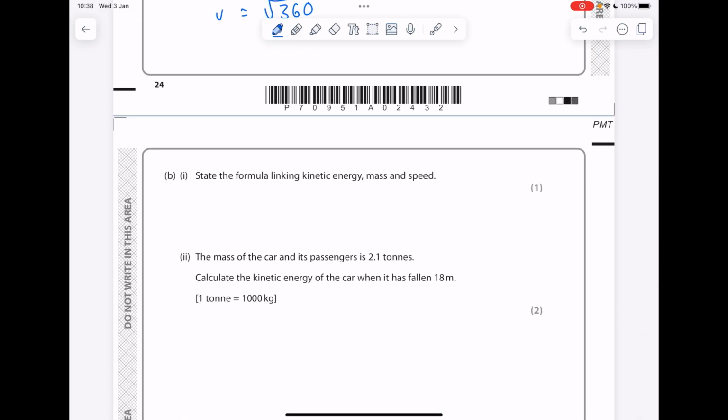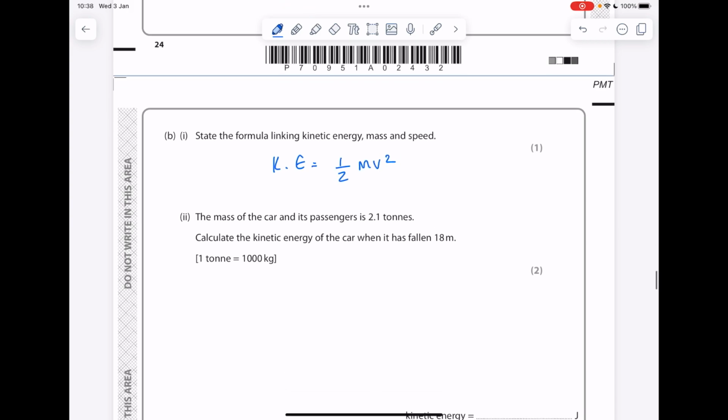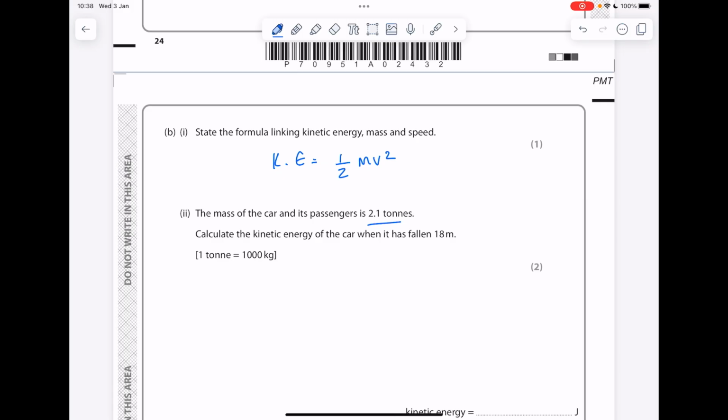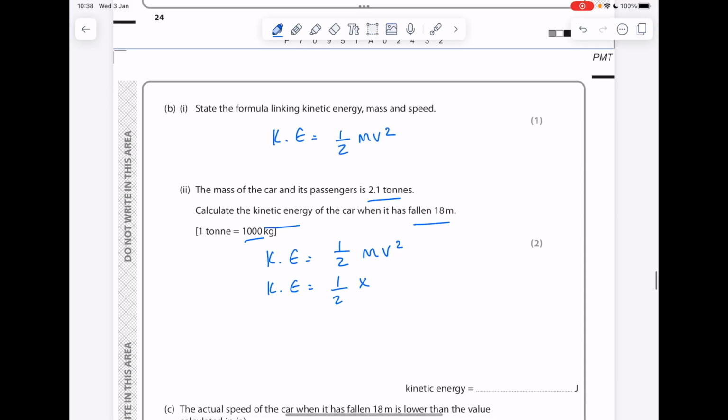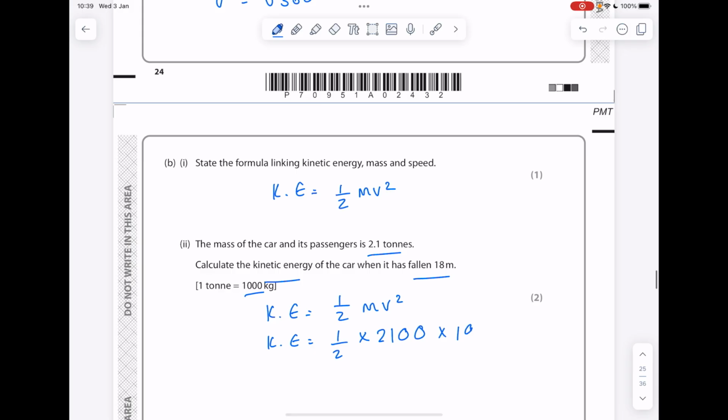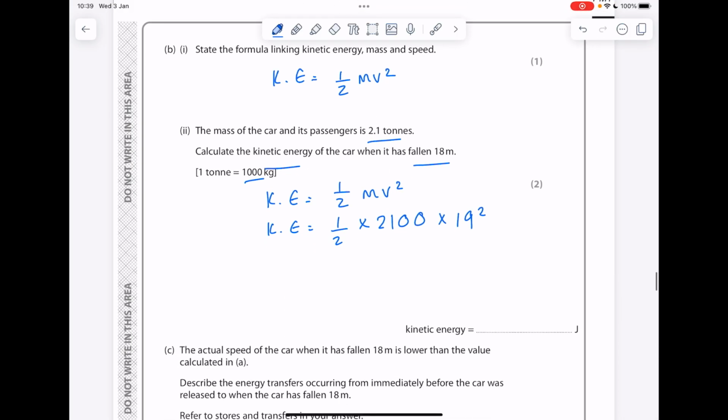State the formula linking kinetic energy, mass and speed. KE equals half mv squared. The mass of the car and its passengers is 2.1 tonnes. Calculate the kinetic energy of the car when it's fallen 18 metres. So write out your equation again. We're being asked to find the kinetic energy. Let's get our mass into kilograms. So we're going to do 2.1 times 1,000. Our speed squared. So we know that the speed we've just calculated is 19. So let's square that. Put that into your calculator. And to two significant figures, you get a value of 380,000 joules.